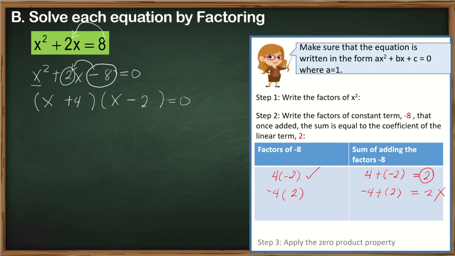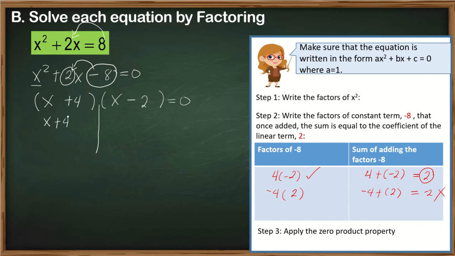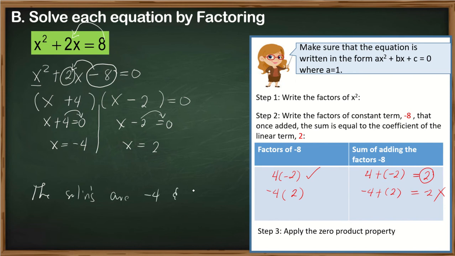Then, we apply the zero product property. Okay. So, we have x plus 4 is equal to 0, x minus 2 equals 0, and then we transpose the constants to the right side. So, we have x is equal to negative 4, x is equal to positive 2. So, the solutions are negative 4 and positive 2.